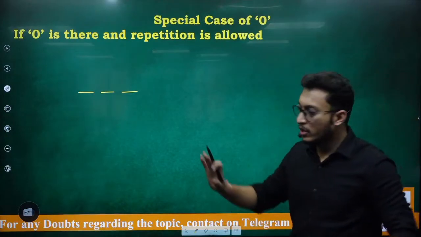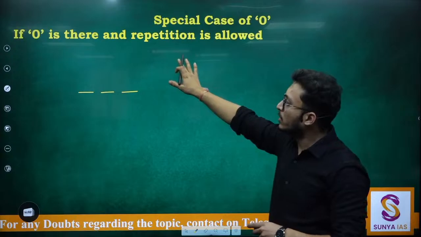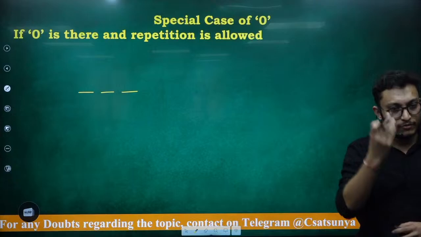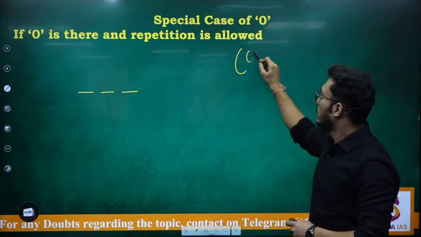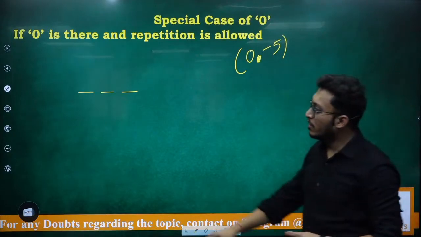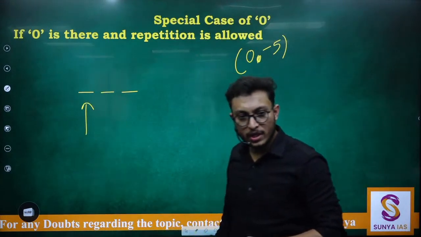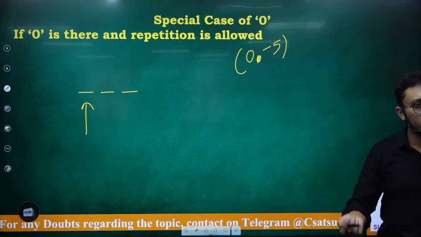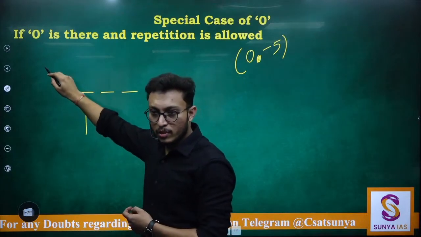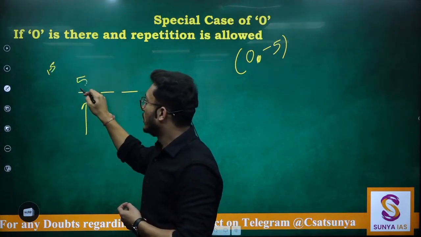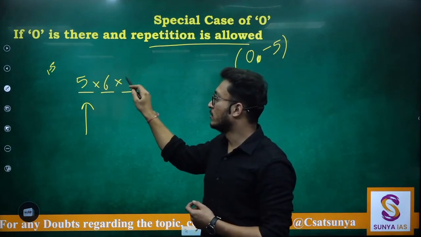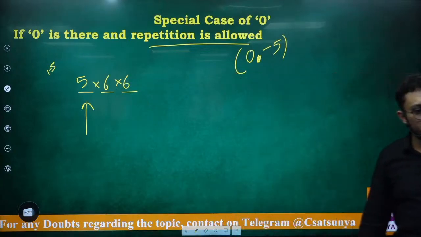So always be careful. That is why I have highlighted these 2 things separately, whether repetition is allowed or it is not allowed. If 0 is there in the digits, let's say digits are from 0 to 5, be careful of this first place. First place can only be filled with a non-zero number if you are making a 3-digit number. So here you will have only digits from 1 to 5 to be filled. And if repetition is allowed, how many digits? 6 and 6. I hope this is clear.